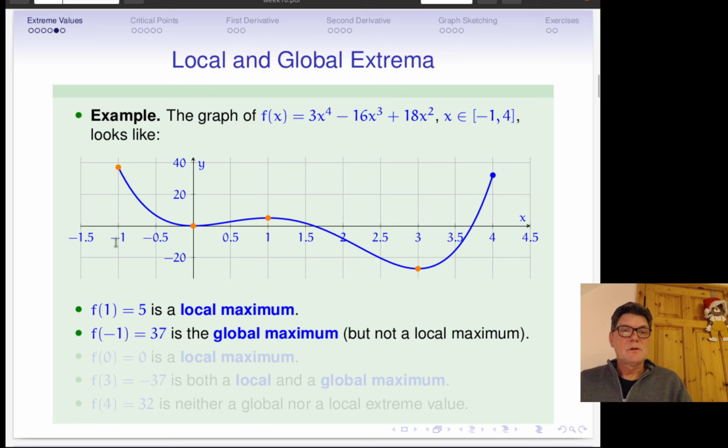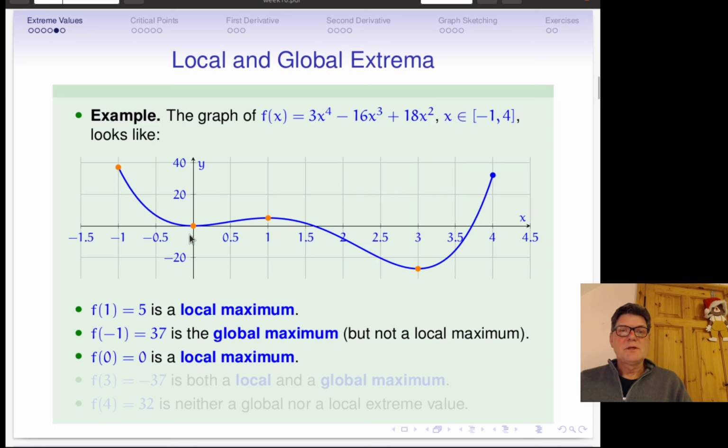For example, at -1, the value of f is 37, as you can calculate by substituting -1 for x in the formula. And that indeed is the global maximum of the function. It's worth noting that this is not a local maximum, because there is no open interval around -1 where the graph is defined.